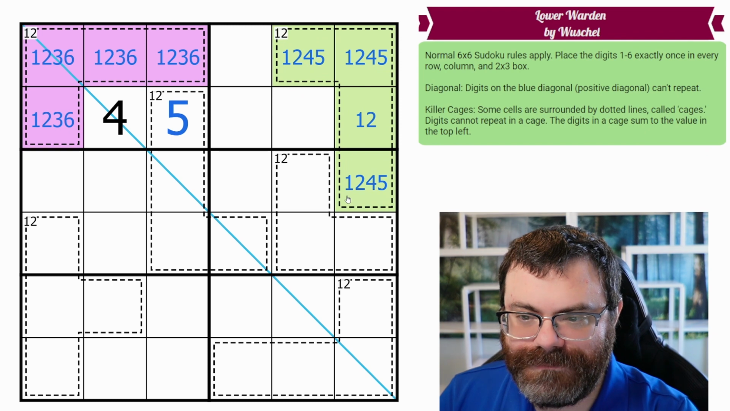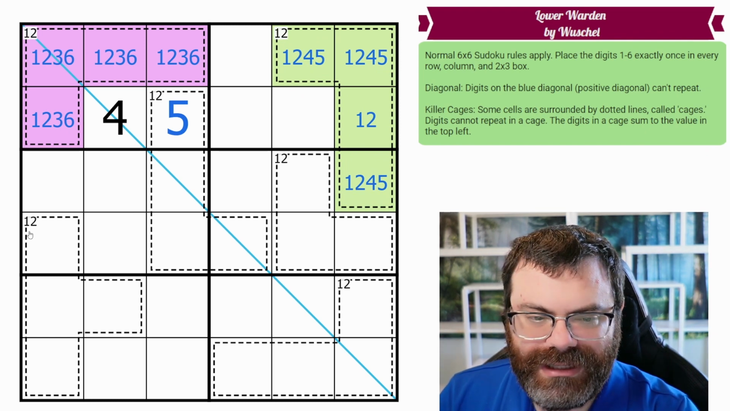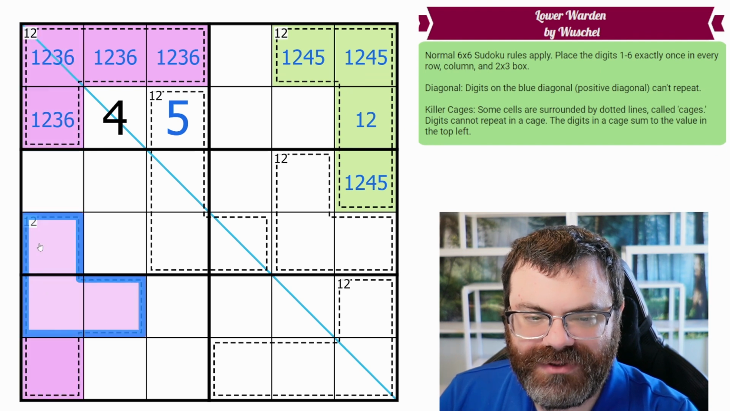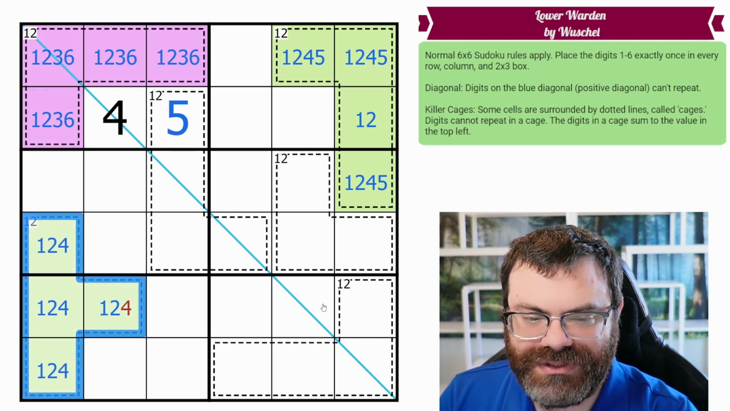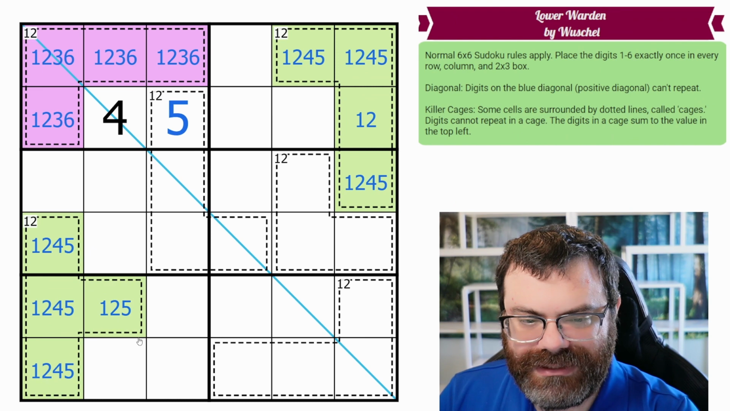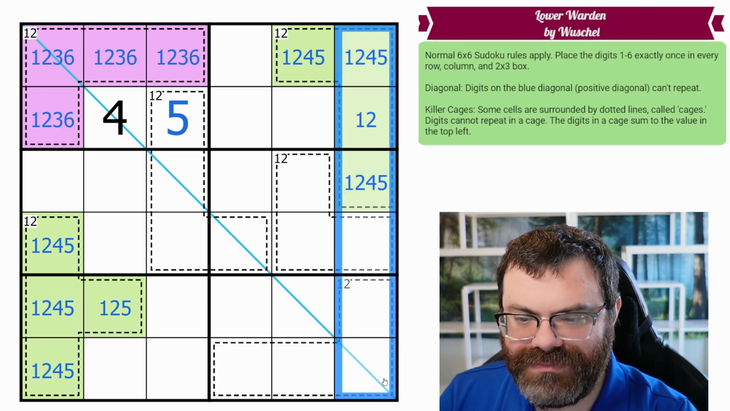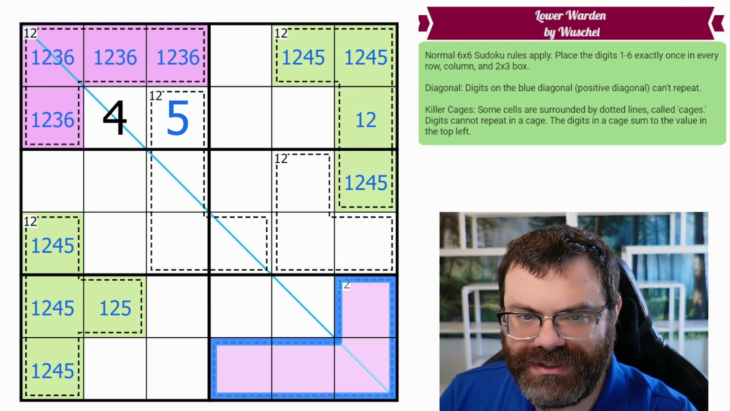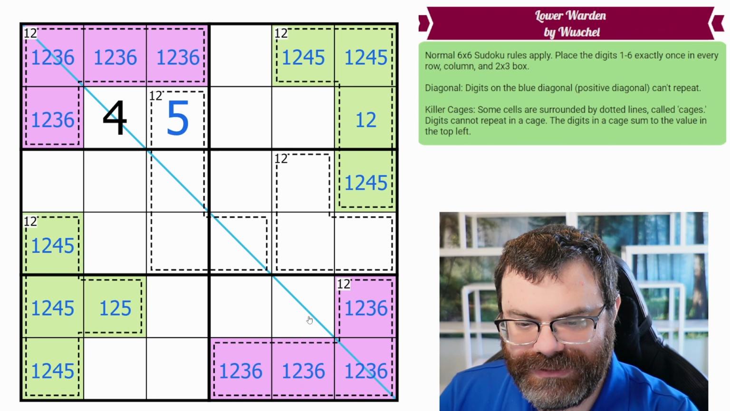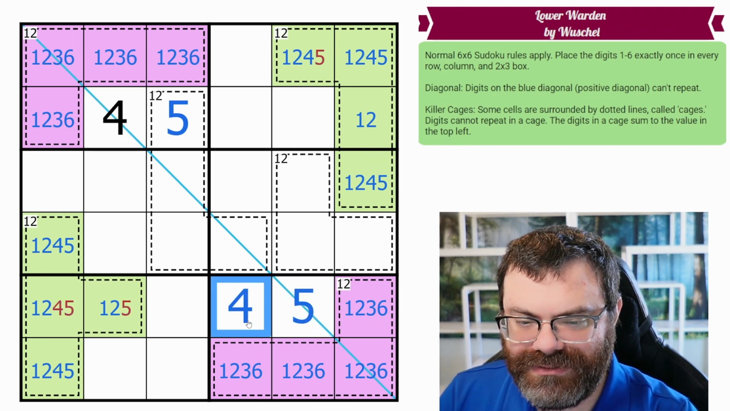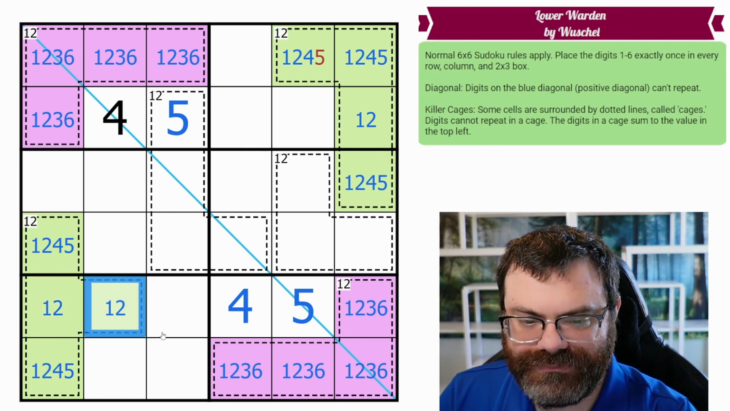And then this one as well cannot be purple, because if I made it purple, I'd again have 5 purples in the column. So we're going to make that green. It's a 1, 2, 4, 5. And then this one here can't be green because there'd be too many greens in this column. So this is the purple one. This is 1, 2, 3, 6. So this is going to be our 4, 5 pair. This 4 sees the 5 by diagonal. So we can clean that up.